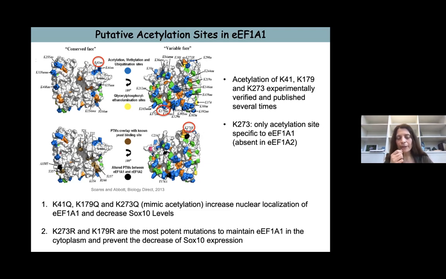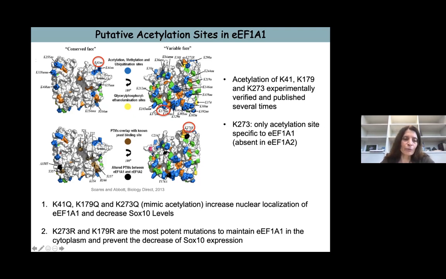SOX10. Then when we did the opposite, so we mutated the lysine into arginine to prevent acetylation, we could see that the lysines that were the most efficient to maintain EF1A1 in the cytoplasm and to prevent the decrease of SOX10 were lysine 273 and lysine 179. So now I cannot tell you if other lysines are important, but at least those seem to be very important.